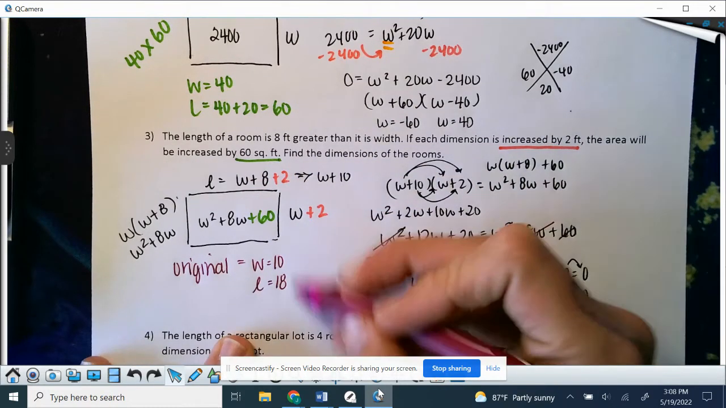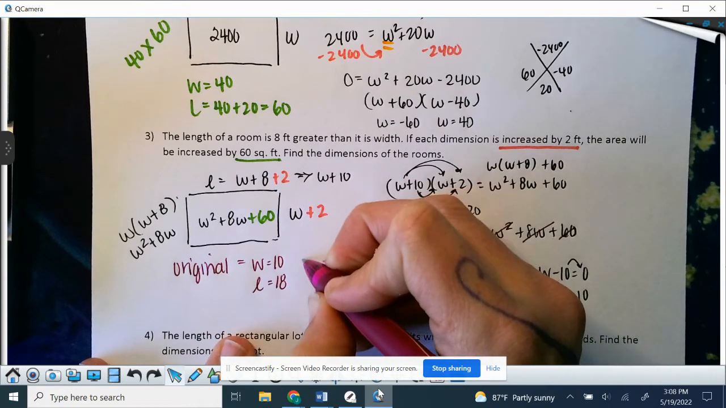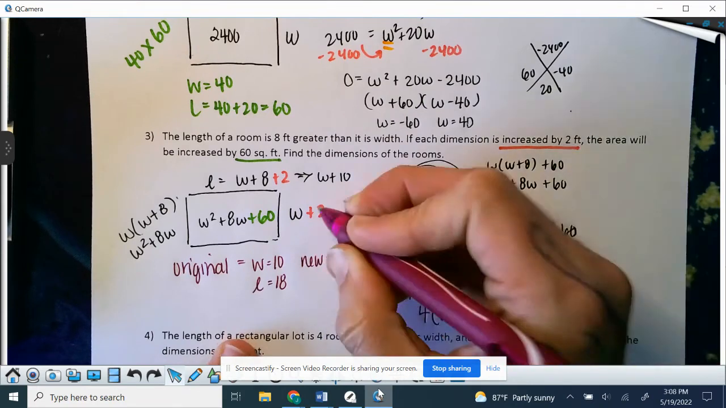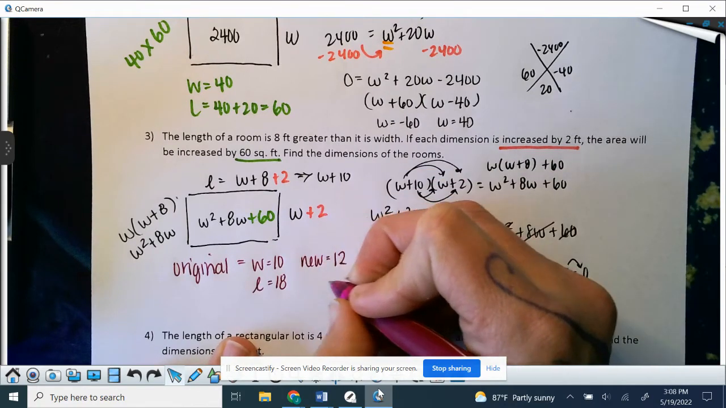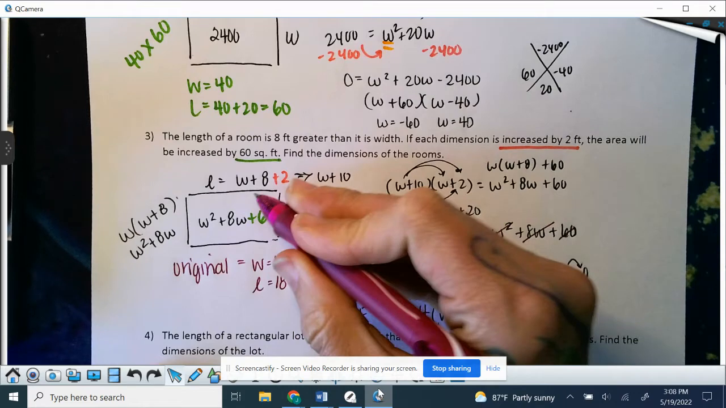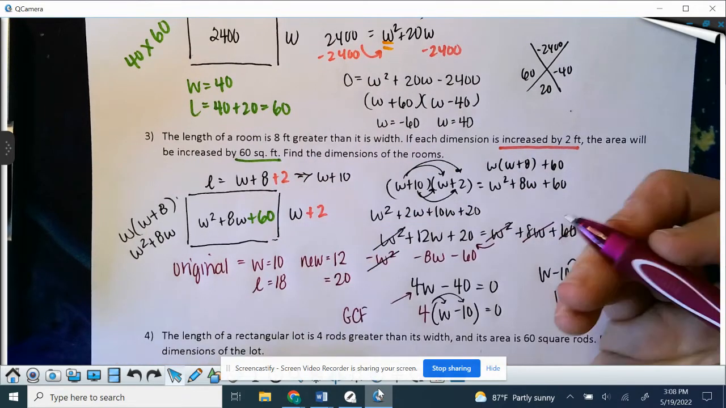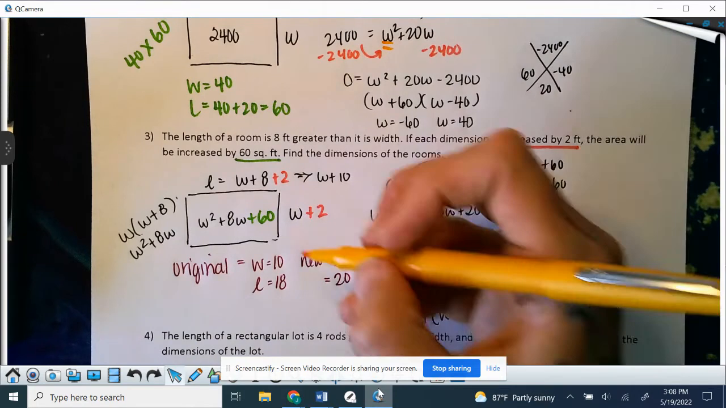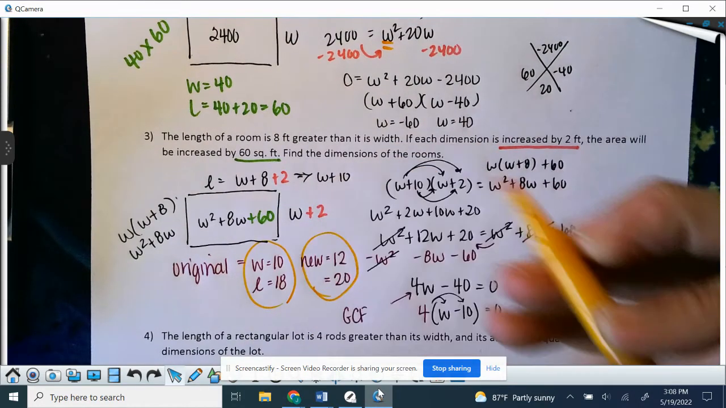Then when we added 2 to the width, the new room with our new dimensions is going to be 12, because it's 10 plus 2. And then our new length is going to be 10 plus 10, so it's going to be 20. So the original is a 10 by 18 and the new is 12 by 20, to answer the question that they asked. That was after you got through all the factoring.